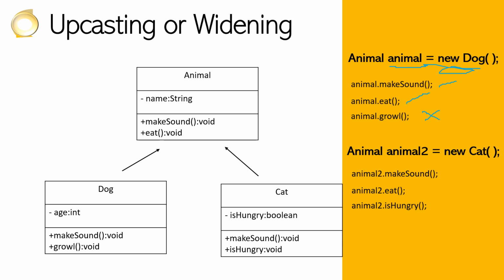Next, animal is equals to animal2 is equals to new cat. So this one will work, yes. This one will work, yes. This one, not. I hope this clarifies your understanding on how upcasting or widening functions in Java.